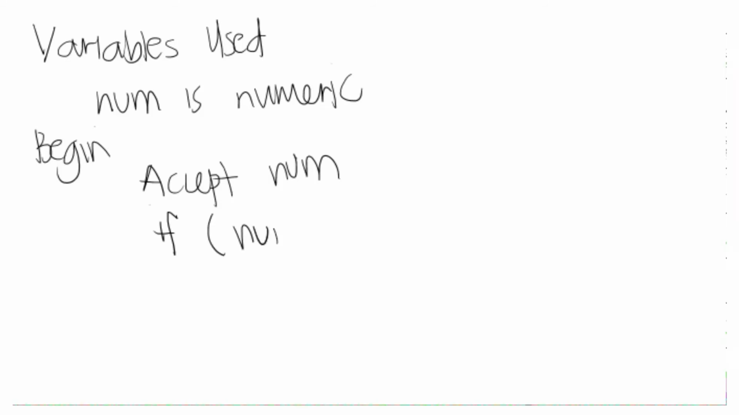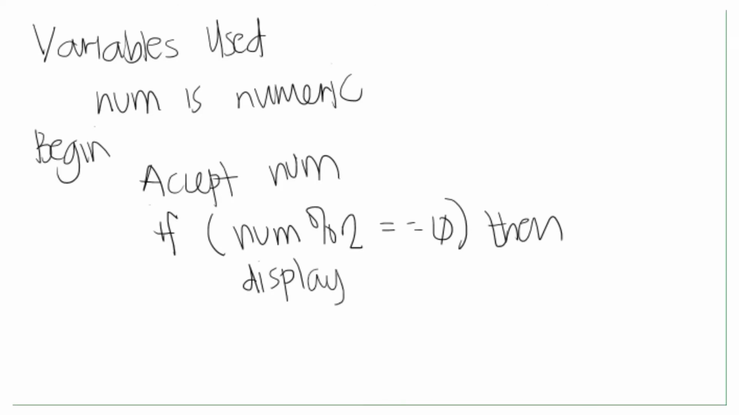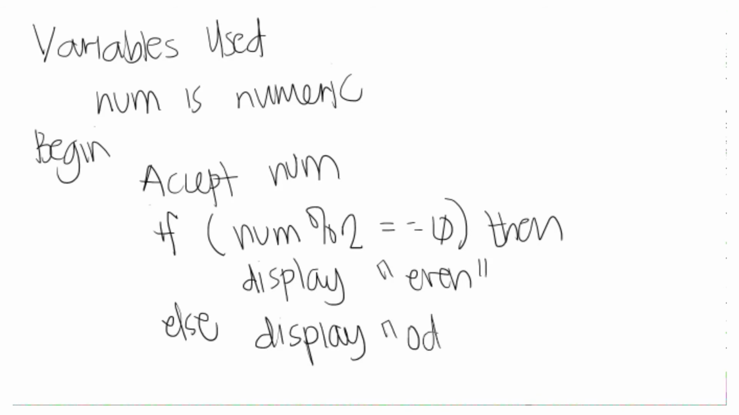If num modulo 2 is equals to 0, then I'm going to display that the value is even. Otherwise, I'm going to use else and then display that the value is odd. And then I'm going to use end. So that's the second solution in getting if the number is even or an odd number.